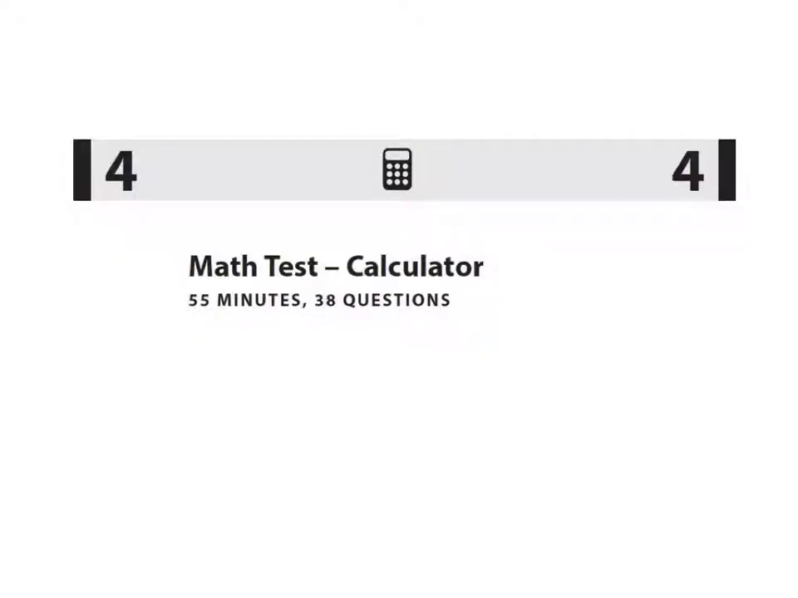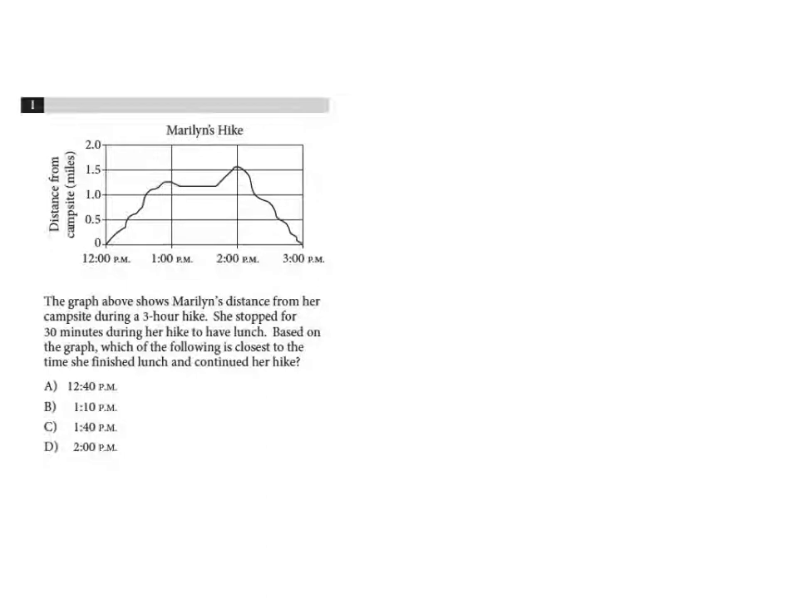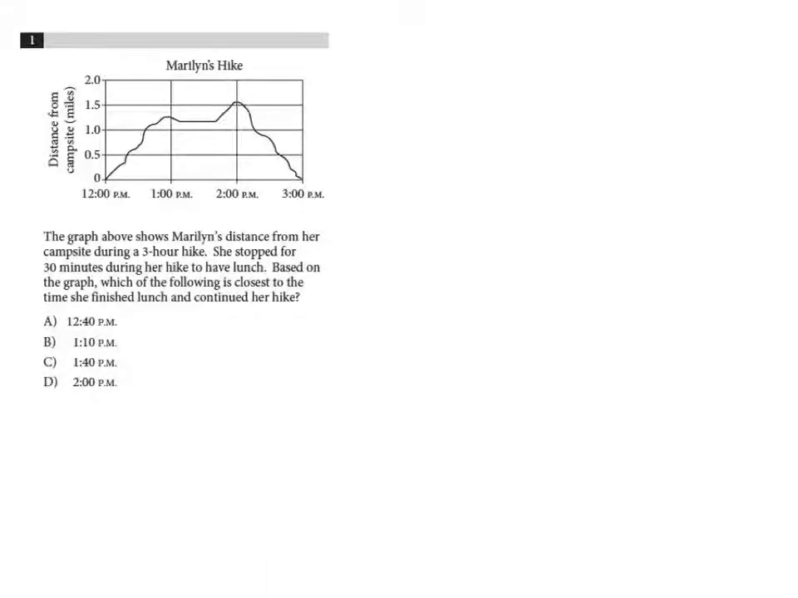Okay, section 4. This is the calculator section. All right, number 1. The graph above shows Mary Lynn's distance from her campsite during a 3-hour hike. She stopped for 30 minutes during her hike to have lunch. Based on the graph, which of the following is closest to the time she finished lunch and continued her hike?